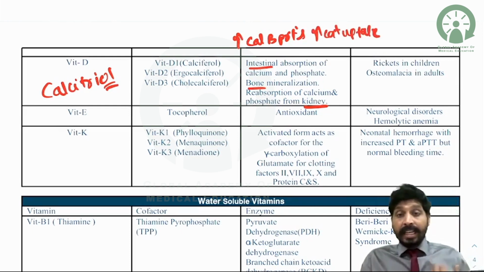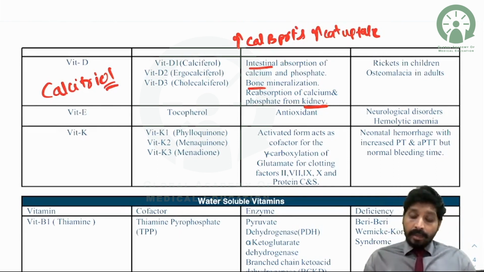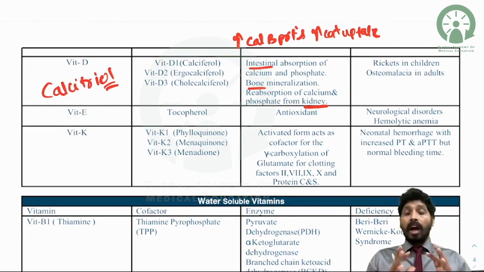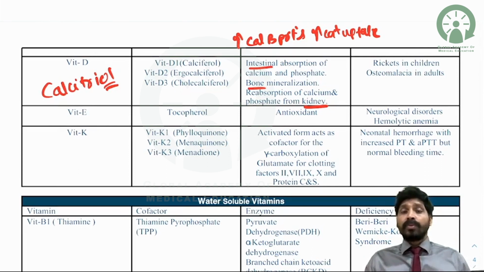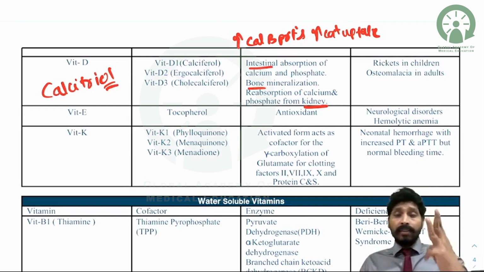Okay, it increases calcium absorption from the intestine. And second thing, bone mineralization. It will allow calcium to deposit in the bones to make it stronger. And third thing is calcium is a useful product to us, so it will ask the kidney not to excrete it, so it will increase calcium reabsorption. So at three different organs it will work.